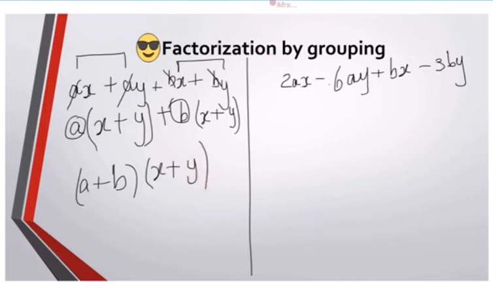Let's look at another example. We have 2ax minus 6ay plus bx minus 3by. We're going to factorize the first pair, and then we are going to factorize the second pair. The question is, what is common in the first pair? Let's look at the numbers first. We can see that 2 can go into 6, so we could factorize out 2. Alright, so let's do that. We're going to say 2 into 2, 1.